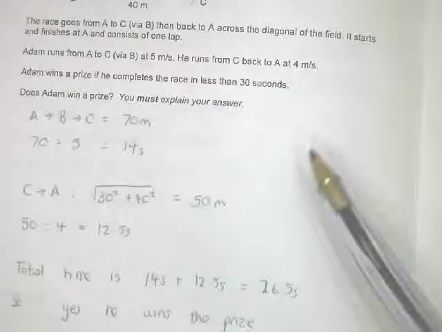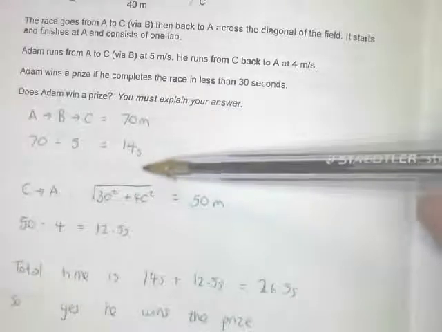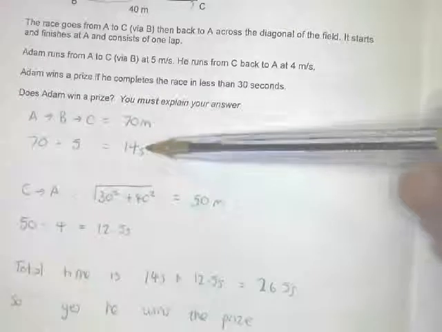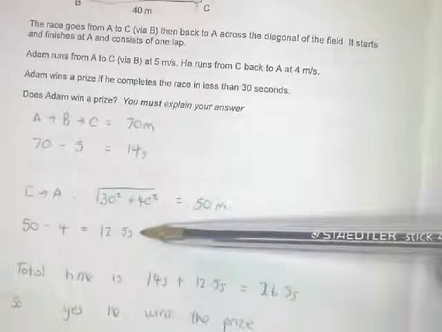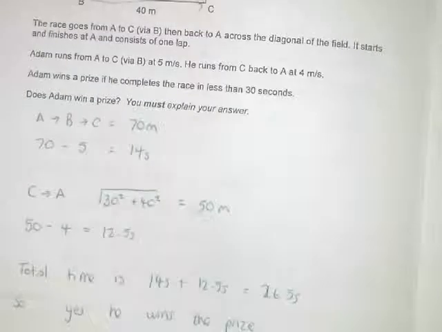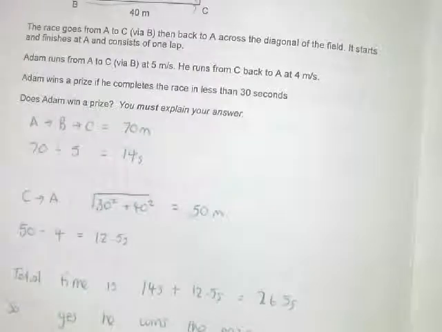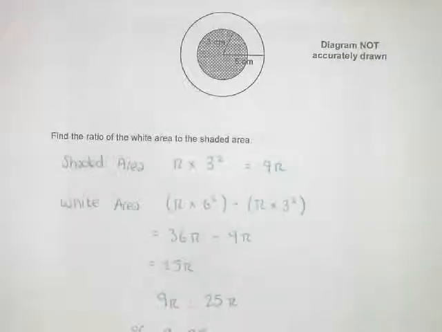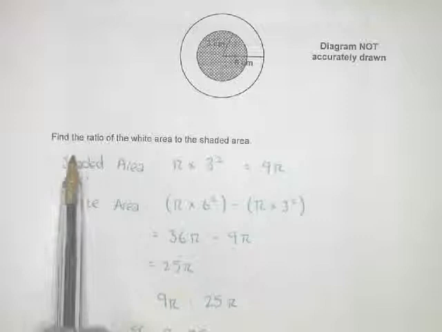Okay. Same sort of thing for the white. Now for the white area, we're going to start with the area of the whole thing, and then take away the area of the circle from the inside. So the area of the whole circle will be pi times 6 squared. As we said before, the shaded one was pi times 3 squared. So this works out as 36 pi, 9 pi, and 36 pi take away 9 pi is 25 pi.